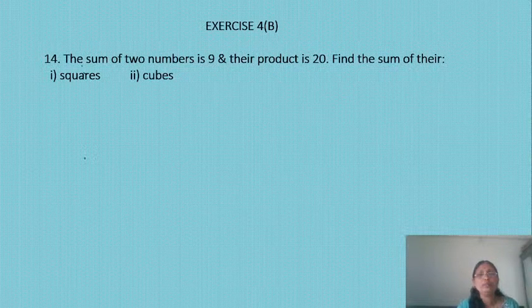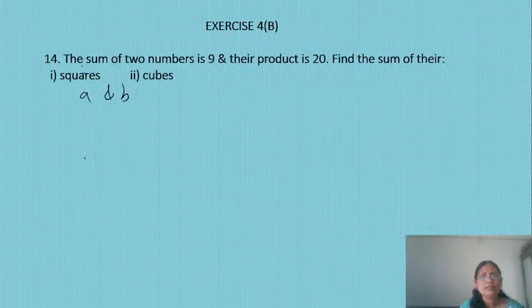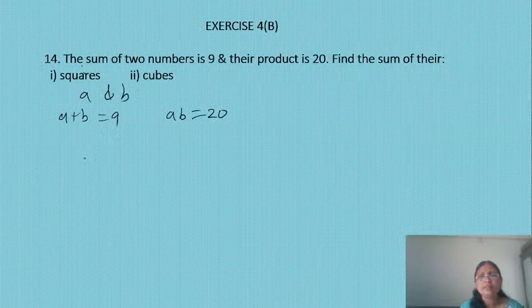The sum of two numbers is 9 and their product is 20. Find the sum of their squares. Let us take the numbers as a and b. The sum of two numbers is 9, that is a plus b is equal to 9, and their product ab is equal to 20. Find the sum of their squares.